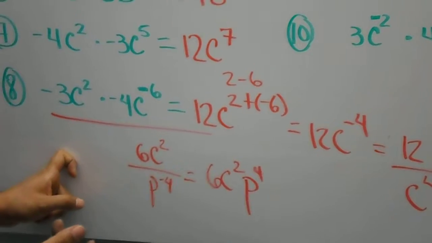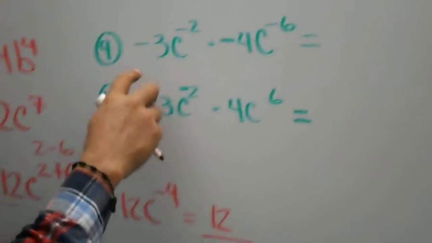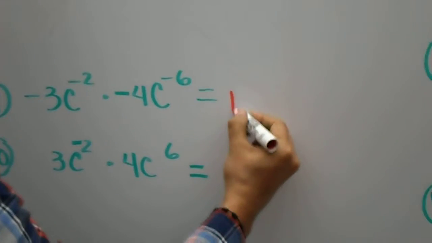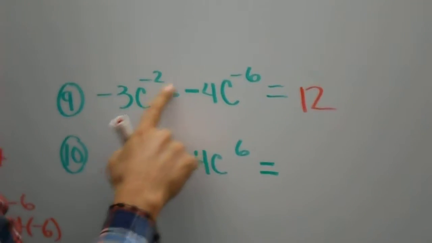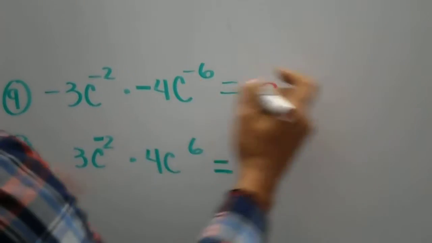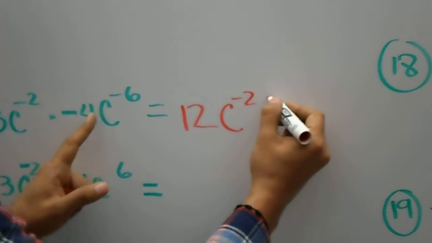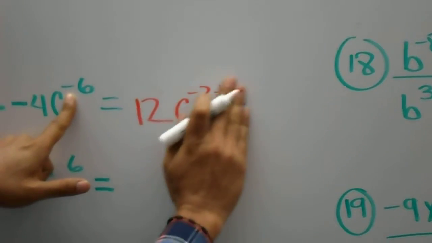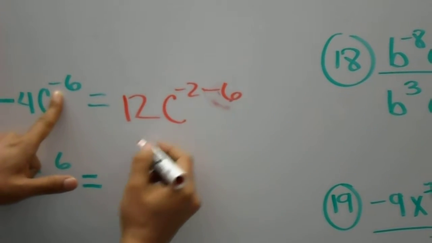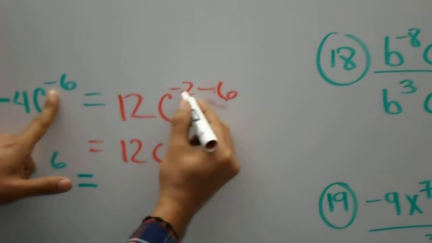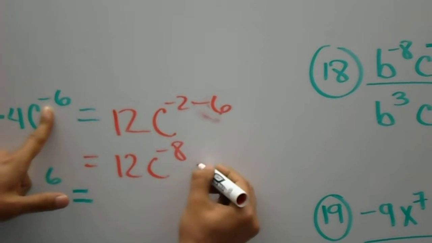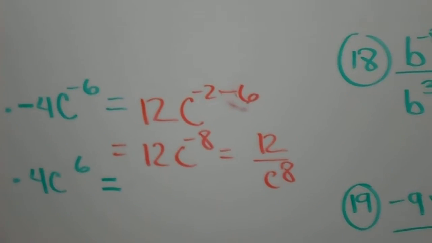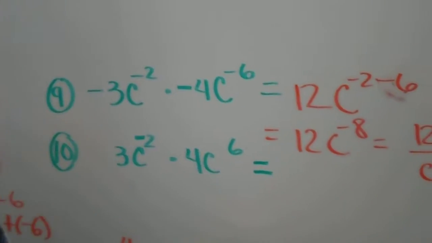So that's number 8. Number 9 is the same concept. Negative 3 times negative 4, that becomes positive 12. Negative 2 times negative 2, right? Then we have c to the negative 2 plus, or you could say the same thing, plus at the end is going to be minus. So minus 6, that's going to be 12c, negative 2 minus 6, that's minus 8. Therefore, that becomes 12c to the 8th power. And that's your answer for number 9.